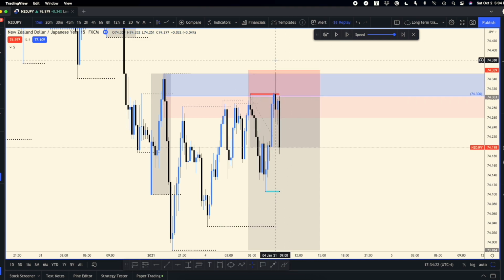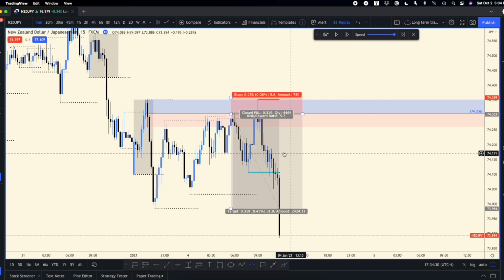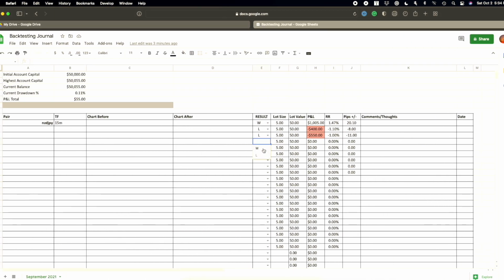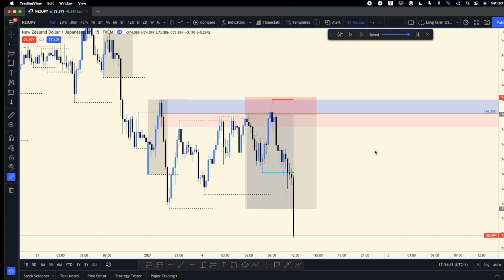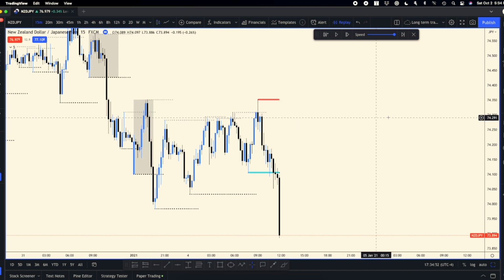This is why I hate NZD. A lot of people like it, but I absolutely hate it. It spikes too much. All right. So, it hit TP. So, 5.7%, 31.9 pip profit win. 5.7, 31.9 pips in profit. All right. So, maybe I need to start trading NZD, but I absolutely hate it.